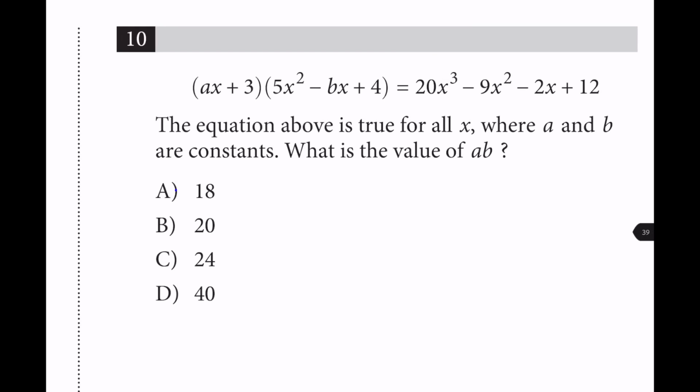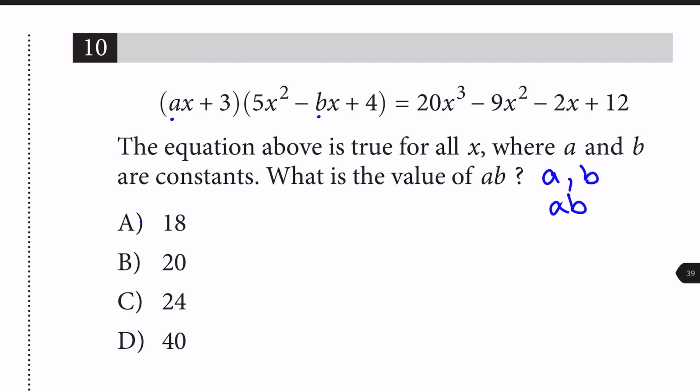In this question, we have to find the product of A and B. Since this is SAT math, we are going to do the least amount of work necessary to find the product. What that means is we don't have to find individual values of A and B and then multiply them together to find the product. We can find the product directly. It is given that the equation is true for all values of x. So what that means is the corresponding coefficients of x cubed, x squared, and x on the left hand side, if we were to distribute, should have the same values.